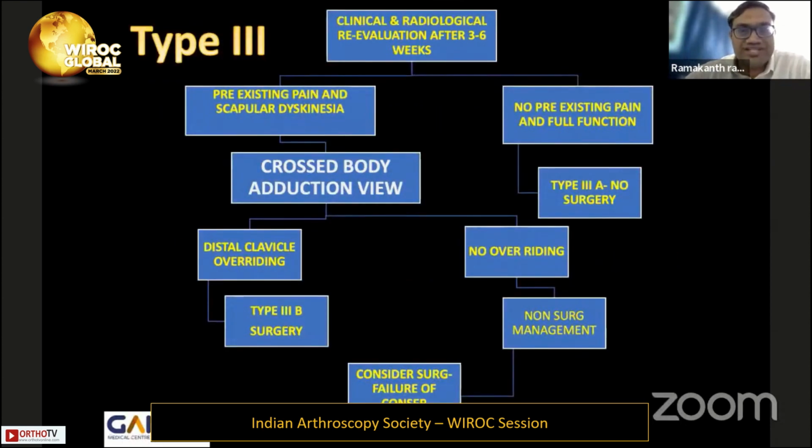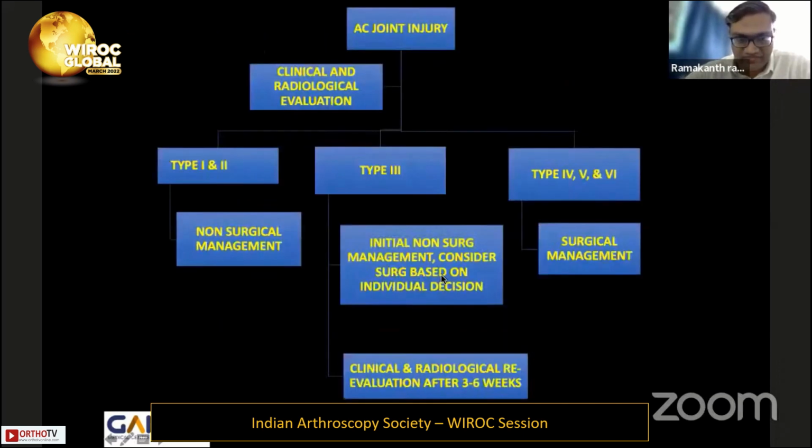So for type 3, once initially treated, we can do a clinical re-evaluation at 3 to 6 weeks, where persistent pain and scapular dyskinesias can be identified, and then the cross-body stress view will show the distal clavicle overlap, and type 3B can be identified and then taken up for surgery. Or when there is no overlap, then conservative management can be continued. And if they fail conservative management, then we can consider surgery in these patients. Type 3A needs no surgery.